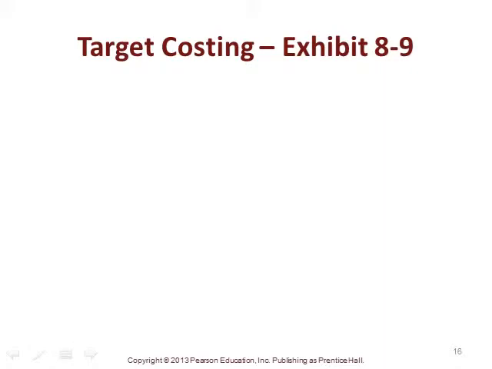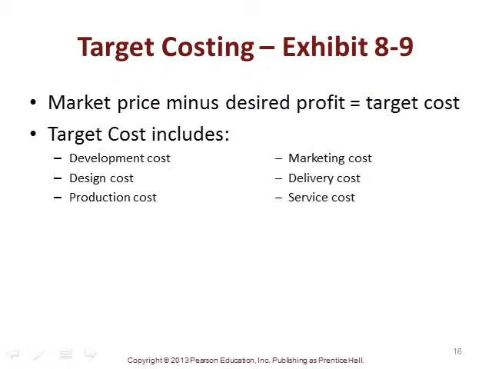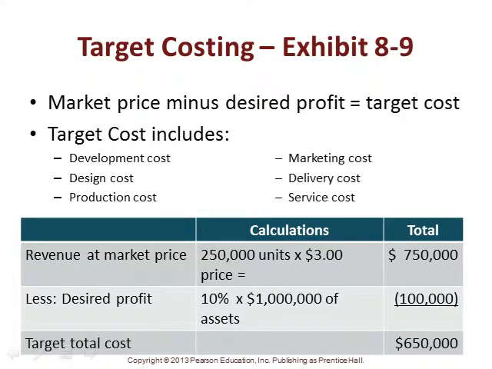And so this is an example with respect to target costing from Exhibit 8-9. So market price minus desired profit equals our target cost, right? Or another way to look at it is my cost plus my profit equals what my market price would be. My target cost has to include costs such as development costs, marketing costs, delivery, service, production, design, right? I have to factor all of these costs into what my cost is. And if I'm not able to do that, then I'm not recovering all of my costs, and a serious decision needs to be made about whether or not I'm going to participate in that market.